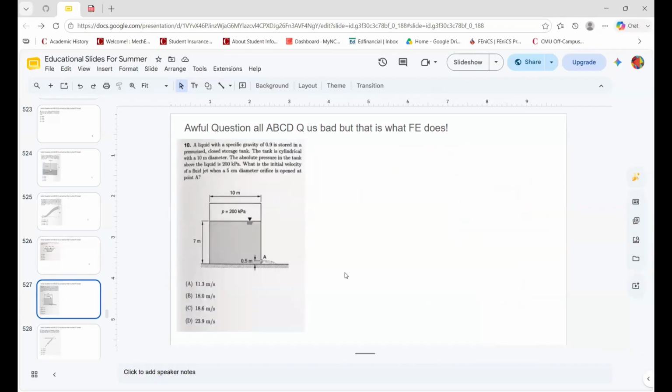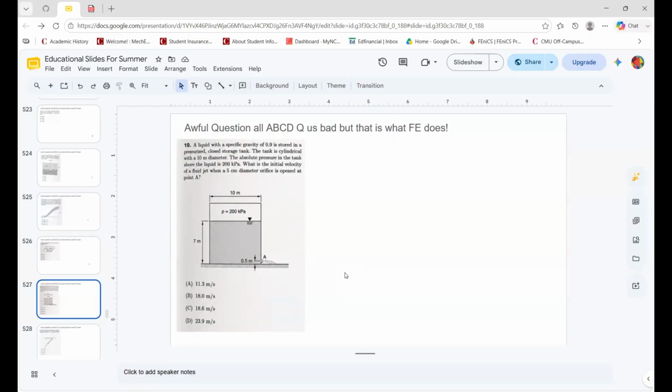All right, a liquid with specific gravity of 0.9 is stored in a pressurized water storage tank. The tank is cylindrical with 10 meter diameter. The absolute pressure in the tank above the liquid is 200 kilopascals. What's the velocity of the fluid gushing out over there? What's the initial velocity of the fluid at the 5 centimeter diameter opening, 3 meters down? Okay, that makes sense. Yeah, we can do that one.